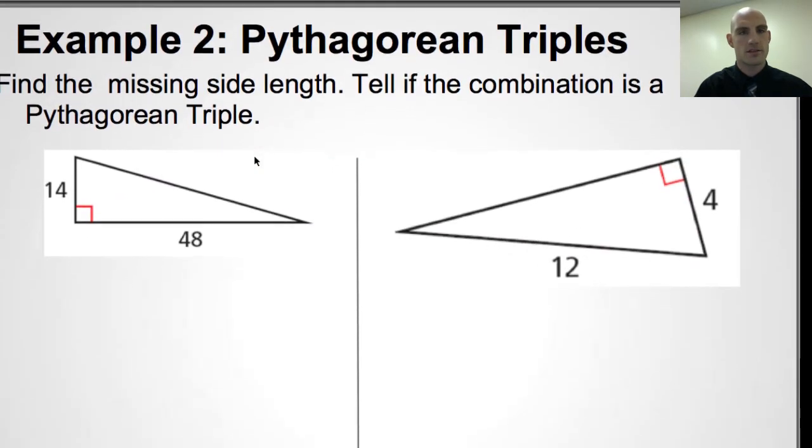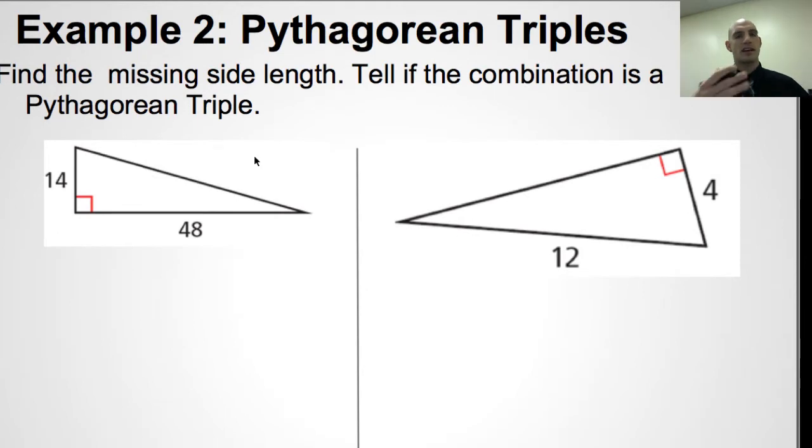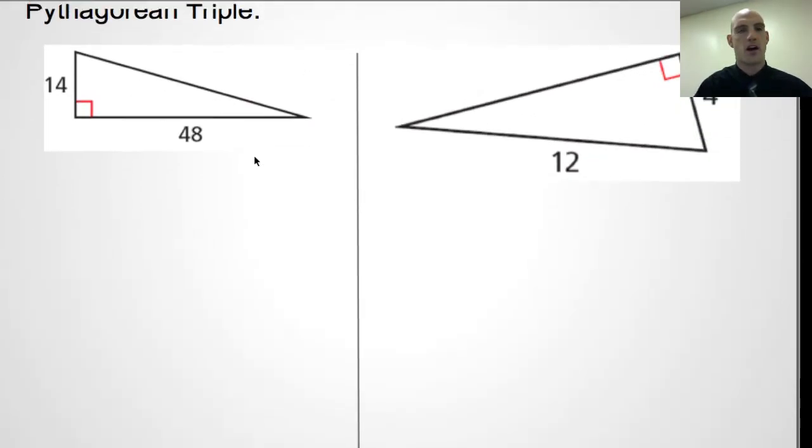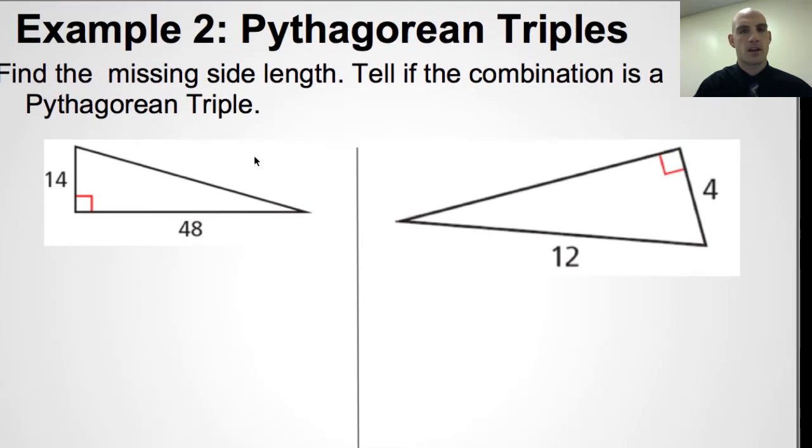All right, so now that we talked about Pythagorean triples, I'd like for you to find the missing side length and let me know if they are Pythagorean triples. The key is going to be, if they end up as whole numbers, then it's going to be a Pythagorean triple. Let's try the first one together. I'll label my sides again. And C doesn't happen to have an X here, but that's fine. I can just call it C.